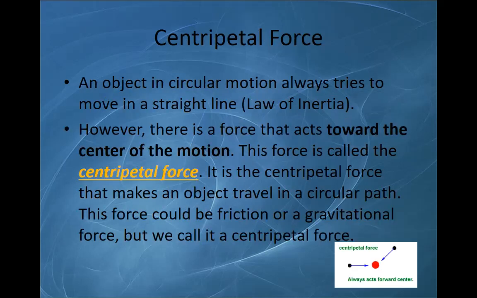Now, this is possible because of what we call centripetal force. An object in circular motion always tries to move in a straight line, according to Newton's first law, the law of inertia. However, there is a force that acts towards the center of motion. When we deal with planets or stars, this force is gravity. That creates this centripetal, or center-pointing, force that makes the object travel in that circular path.